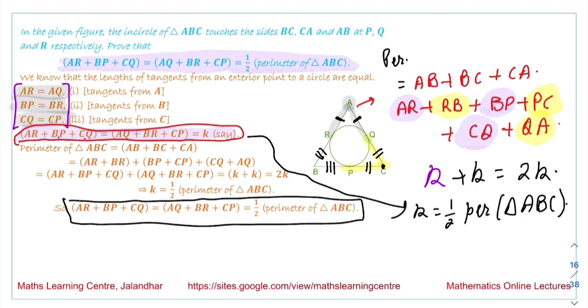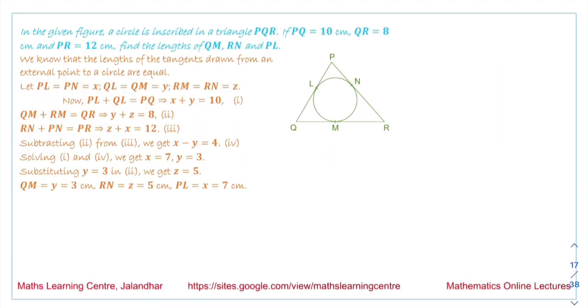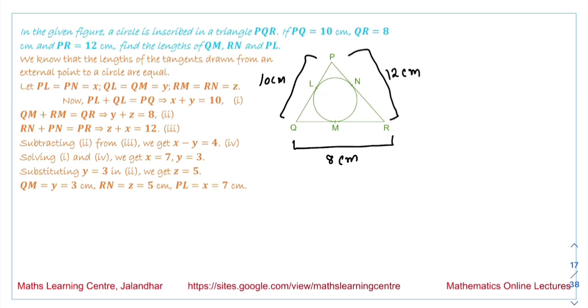Next is, in the given figure, a circle is inscribed in a triangle PQR, and the lengths of the sides are: PQ is 10 centimeter, QR is 8 centimeter, and PR is 12 centimeter. We have to find the lengths of these sides: QM, RN and TL. We have to find the length of these 3 sides.